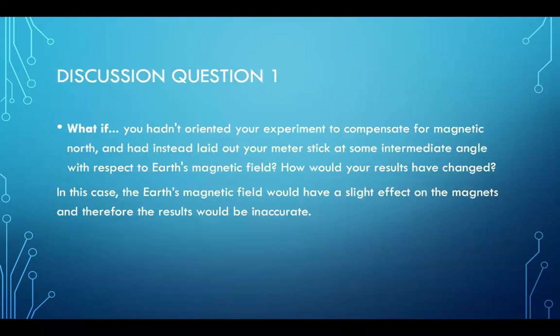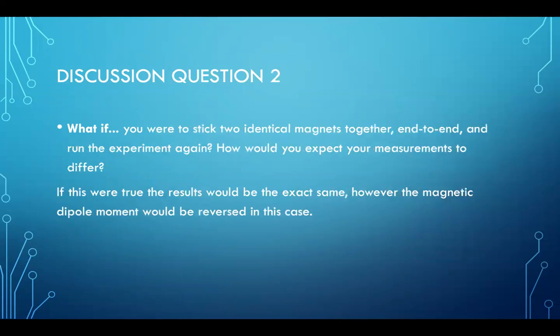Discussion question 1. What if you hadn't oriented your experiment to compensate for magnetic north and had instead laid out your meter stick at some intermediate angle with respect to Earth's magnetic field? How would your results have changed? In this case, the Earth's magnetic field would have a slight effect on the magnets, and therefore the results would be inaccurate. Discussion question 2.